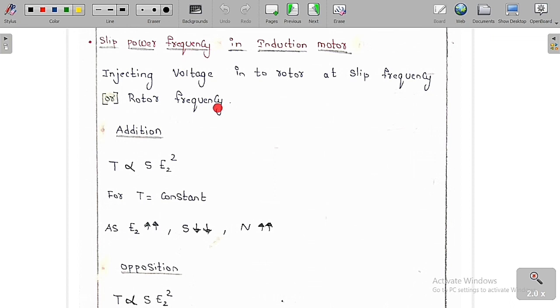Either we can go for the addition process or for the opposition or subtraction process. So slip power frequency in induction motor means we are injecting the voltage into the rotor at the slip frequency or rotor frequency, either in addition or in opposition (subtraction). Then we will see what happens with these effects.